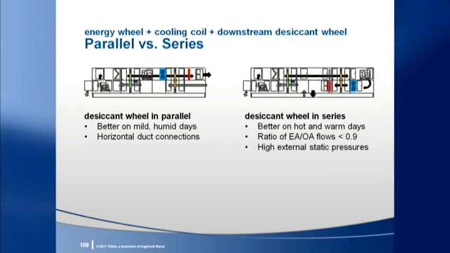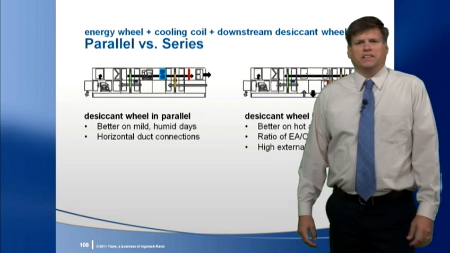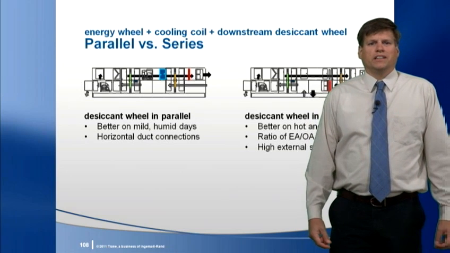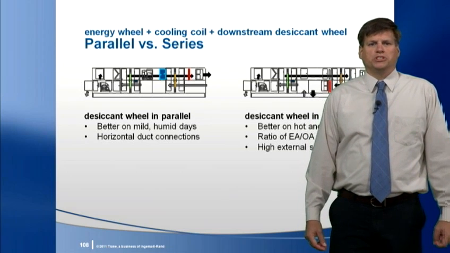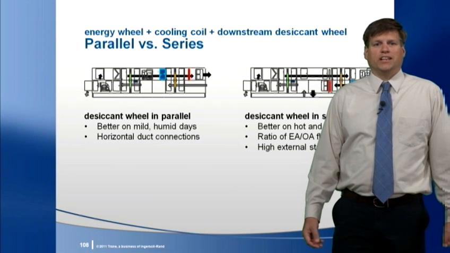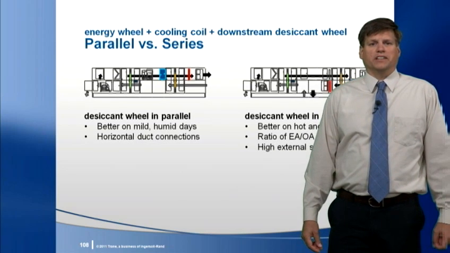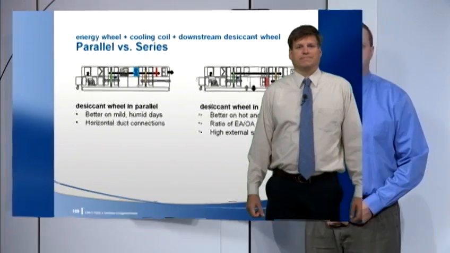And series will be better if the ratio of exhaust air to outdoor air flow drops. This might happen when building pressure is actively controlled or if demand control ventilation reduces intake airflow during partial occupancy. Finally, if the external static pressure is high, the downstream wheel in the parallel arrangement will result in a significant amount of conditioned outdoor air leaking into the exhaust air, which is wasted energy.